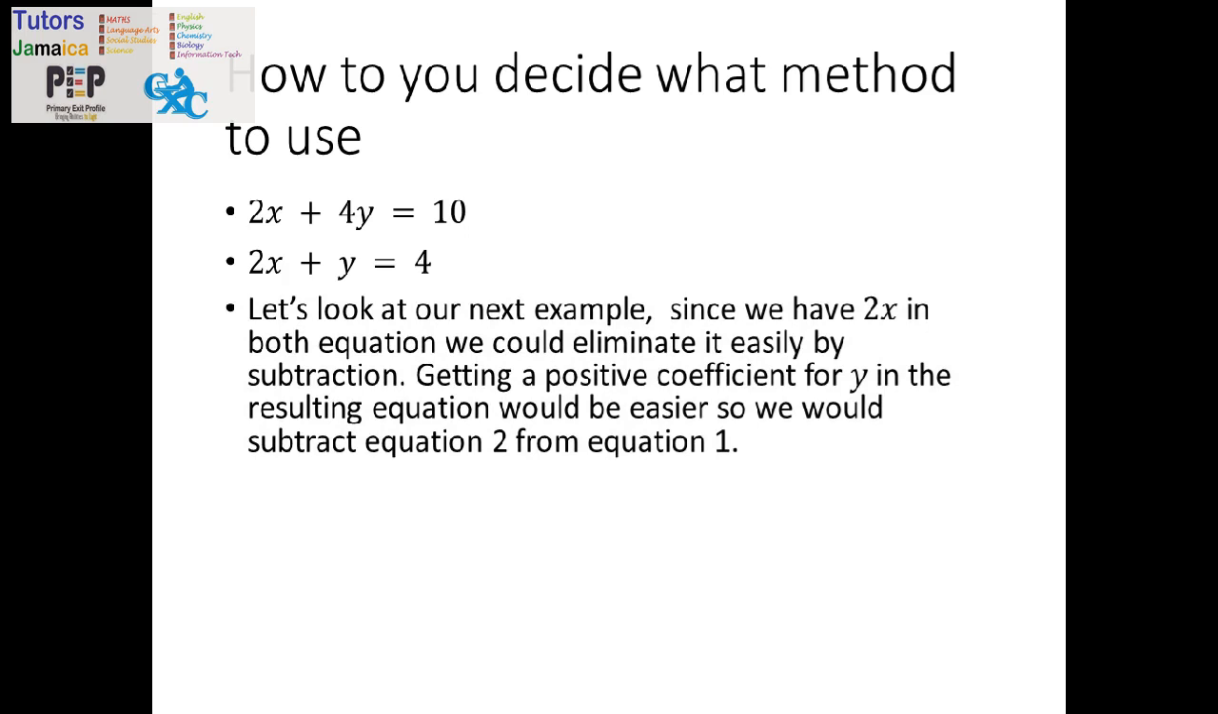So when we look at this example, since we have 2x in both equations, we could easily eliminate it by subtracting one from the other. Getting a positive coefficient for y in the resulting equation would be easier. So we would subtract equation 2 from equation 1, right? Looking at this, the easiest way would be to just eliminate x, because the coefficient is already the same and we wouldn't have to do anything else. All we would have to do is just bam, subtract, and we're gone clear.